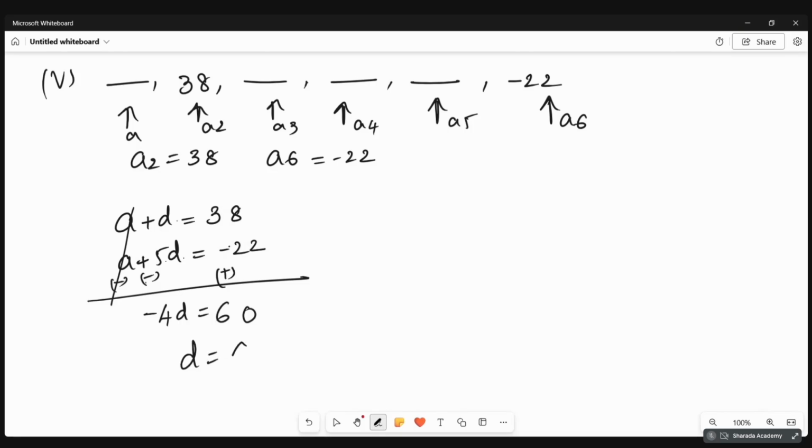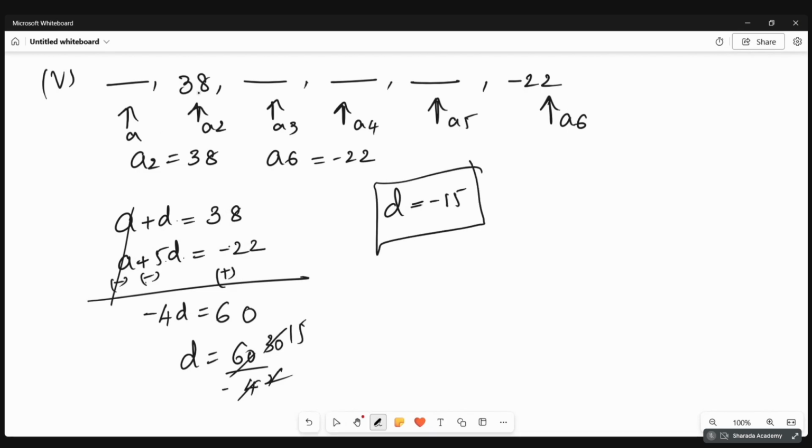Okay. So D is equal to 60 by minus 4. So D is equal to minus 15. And also after getting it, just check. See, it is decreasing here. So D should be minus. Once verifying things, see here numbers are decreasing. That means D should be minus. So you are also getting D minus. So just you can verify whether what you are doing is right or not, each step. Okay. So D is minus 15.